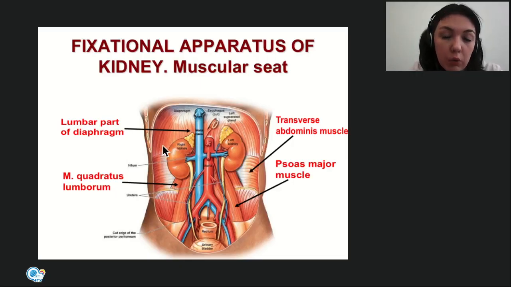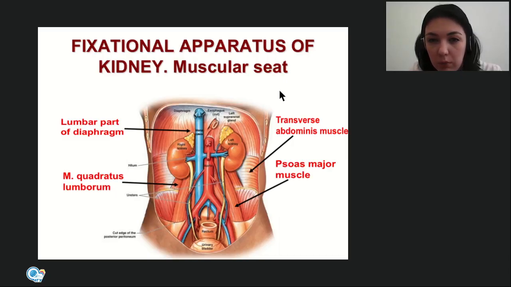And to prevent depression of the kidney, there is a fixational apparatus of kidney which you have to know very well. The first component of the fixational apparatus of kidney is the muscular seat. So muscular seat of kidney is formed by which type of peritoneum? We know that when peritoneum covers internal organs, it is visceral peritoneum. So certainly visceral. Yes, it is located retroperitoneally. Kidneys are located retroperitoneally as well as ureters.